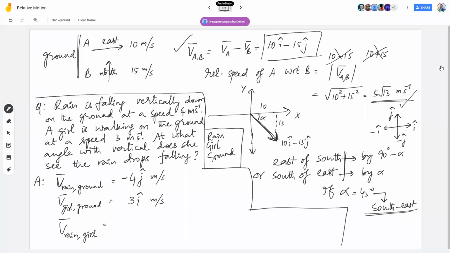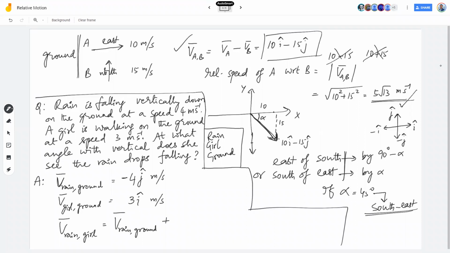Okay, so how do we do? There is a common reference, ground. So velocity of rain with respect to girl would be velocity of rain with respect to ground, plus velocity of girl. Oh, not plus, sorry. Minus. Velocity of rain with respect to ground minus velocity of girl with respect to ground. Okay, and which will be minus 4 j cap minus 3 i cap.